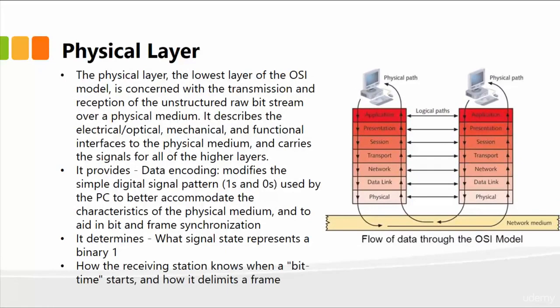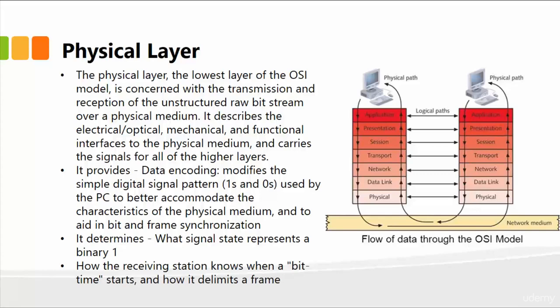So the physical layer, which is the bottommost next to the network medium or the transmission cable, also known as the lowest layer of the OSI model. So remember, the lowest layer is the physical layer. It's simply concerned with the transmission and reception of the unstructured raw bit stream over a physical medium, which is your network cable. So this layer is the first layer, in fact, to receive a piece of information or data bits.